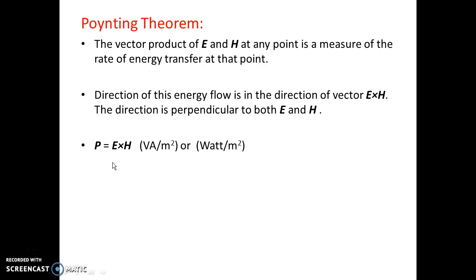Then let us look at the third point, which gives us the Poynting vector P equal to the cross product of E and H. From this equation we find that in the numerator it is a product of voltage and current, and in the denominator it is a square meter, or simply it is the energy density. So it is power in watt per square meter.